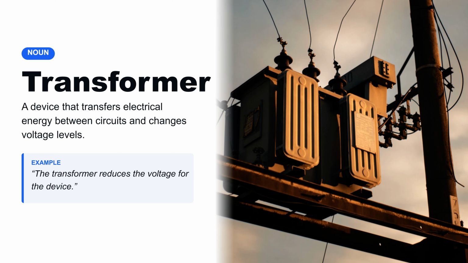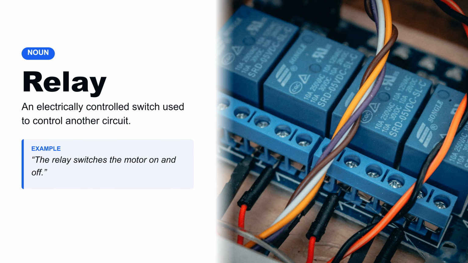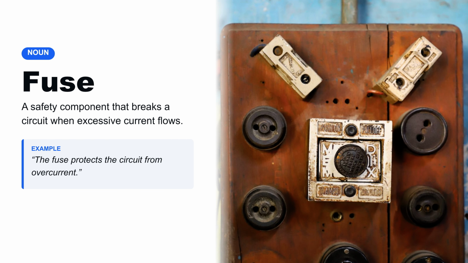Transformer. A device that transfers electrical energy between circuits and changes voltage levels. The transformer reduces the voltage for the device. Relay. An electrically controlled switch used to control another circuit. The relay switches the motor on and off. Fuse. A safety component that breaks a circuit when excessive current flows. The fuse protects the circuit from overcurrent.